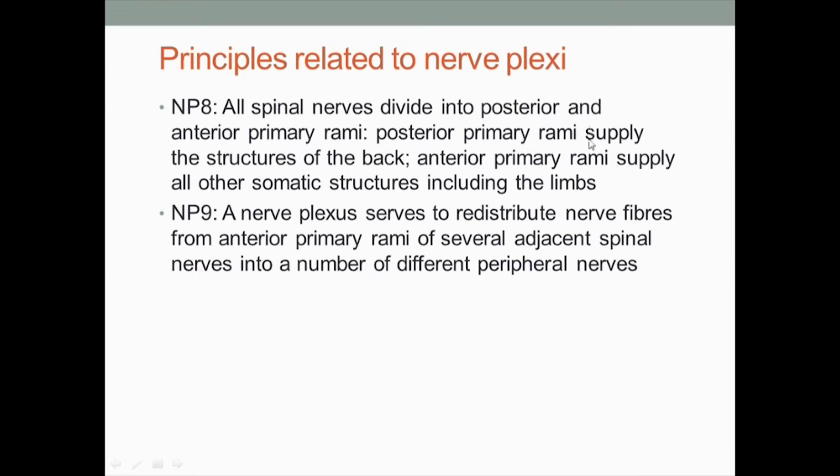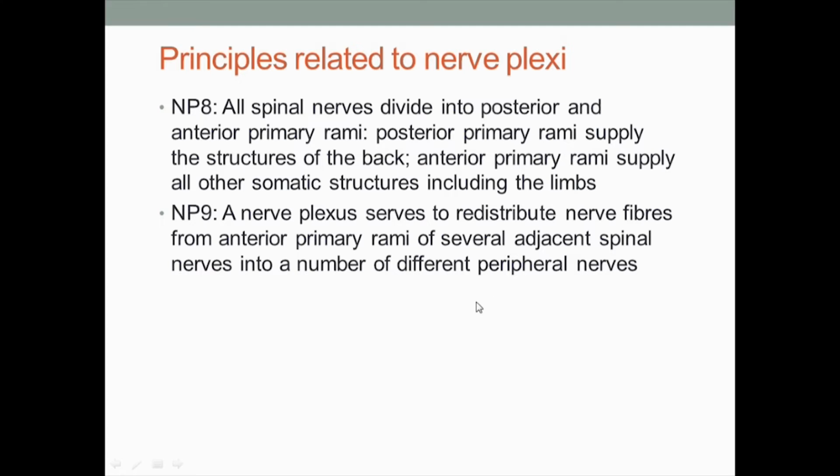We met the posterior primary rami as part of the vertebral column module in that they were supplying structures of the back, but we're now particularly interested in the anterior primary rami as they're the ones that supply all other somatic structures, importantly including the limbs that we're dealing with now.